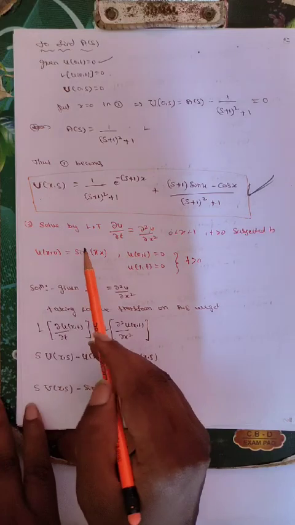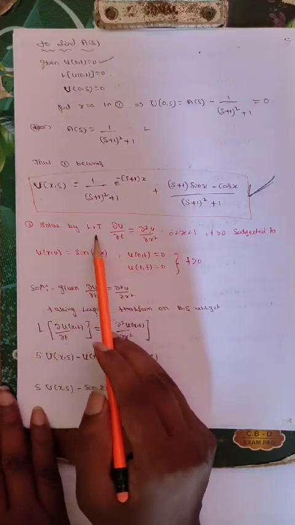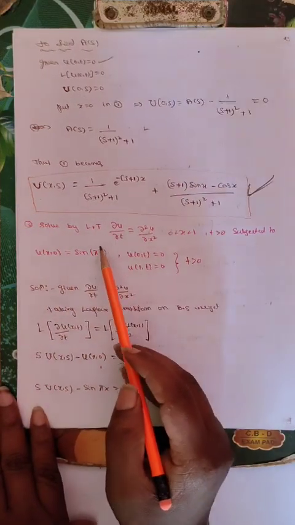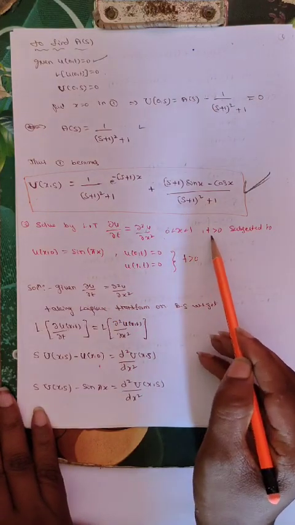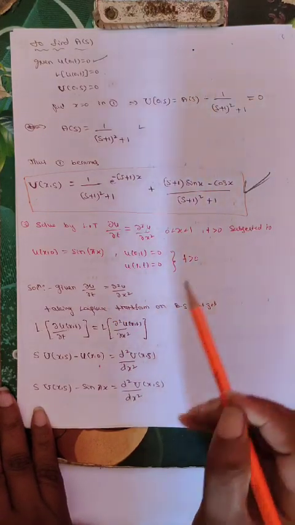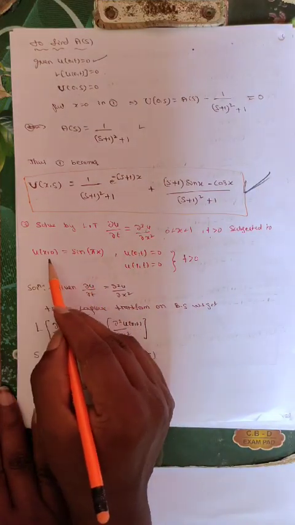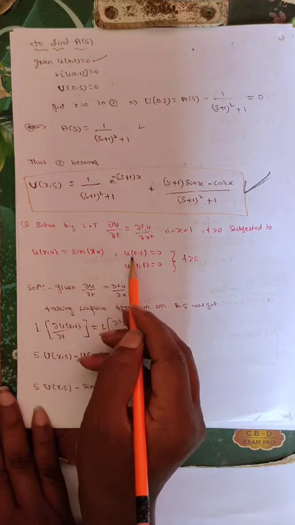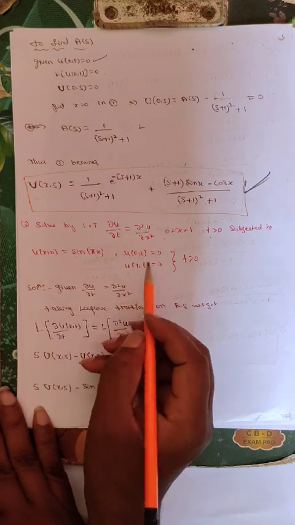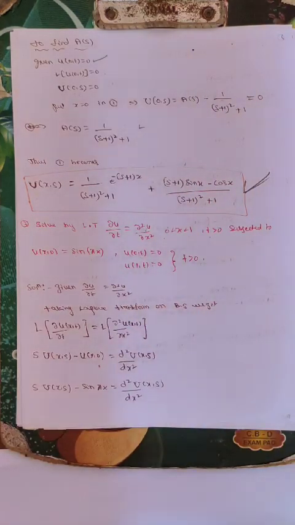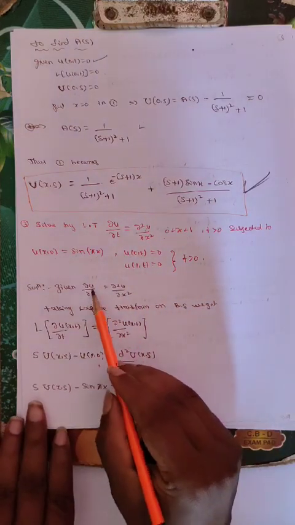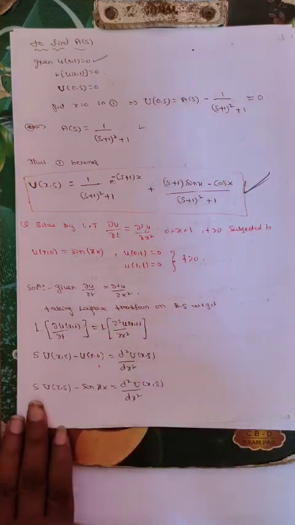So the next problem is: solve by Laplace transform dou u by dou t is equal to dou square u by dou x square, where x lies between 0 and 1 and t is greater than 0, subject to the conditions u of x comma 0 is equal to sin pi x, and u of 0 comma t is equal to 0, and u of 1 comma t is equal to 0. So t is greater than 0. Let us correct the data. Dou u by dou t is equal to dou square u by dou x square.